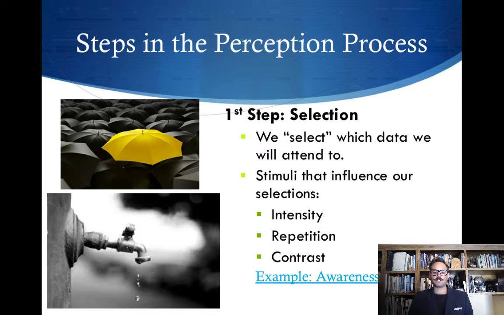Take, for example, the pictures on this slide. Chances are you selected the yellow umbrella first because it stood in contrast compared to all the other umbrellas. So the type of stimuli that we're subjected to does influence our selection process, what we pay attention to. The video clip on this slide illustrates this concept. This is a brief awareness test, and I think you would find it really amusing to watch.